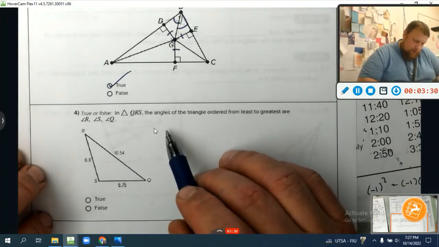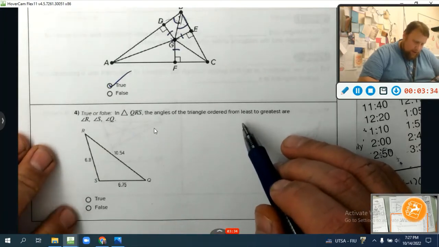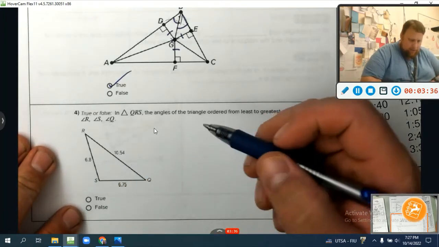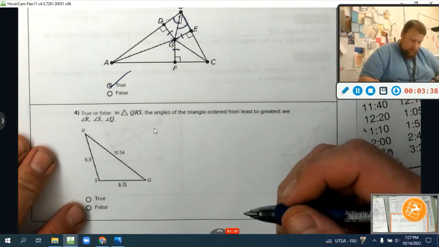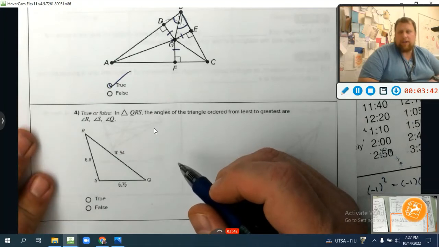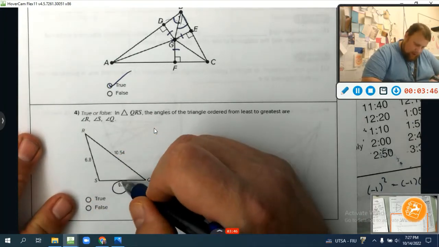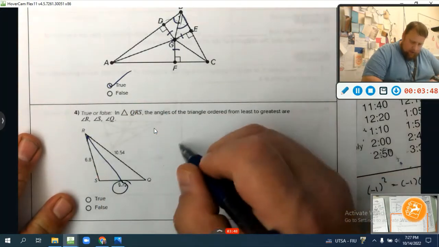True or false? Oh, another true or false. In triangle QRS, the angles of the triangle ordered from least to greatest are angle R, angle S, angle Q. Okay? Well, I know it says from least to greatest. We want to start with the smallest. The smallest angle is directly across from the smallest side. So let's look. The smallest side is 6.75. So that would be angle R goes first.